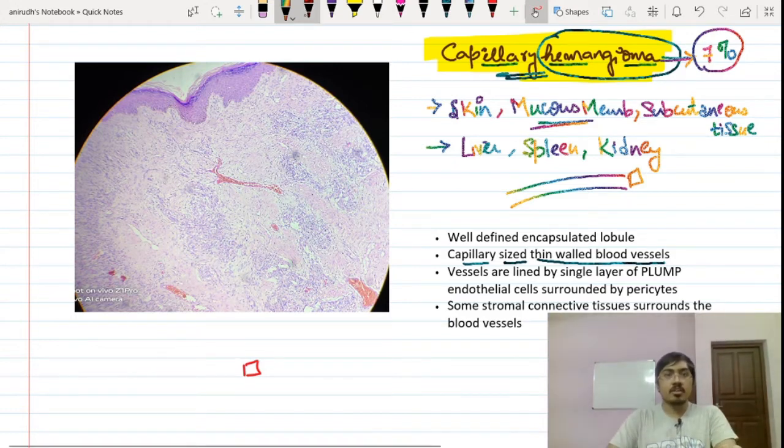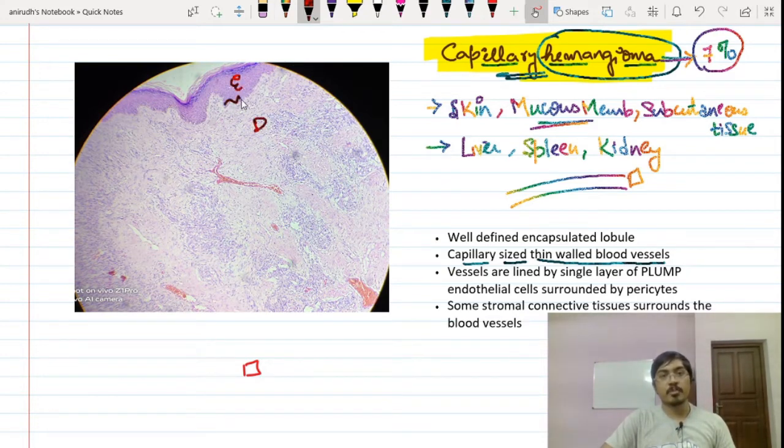The first impression that I'm going to get when I see this is that this is my epidermis, this is my dermis, and this is the dermoepidermal junction or the basement membrane. So this is a skin section only, which is showing a tumor, and this tumor is having blood vessels like this. So these are the capillary sized blood vessels which they are talking about, isn't it? And you can see blood inside this, isn't it?